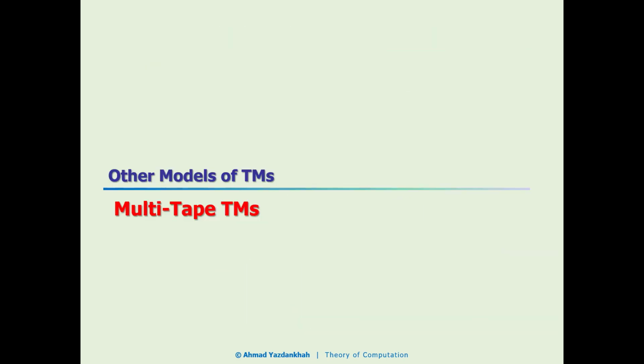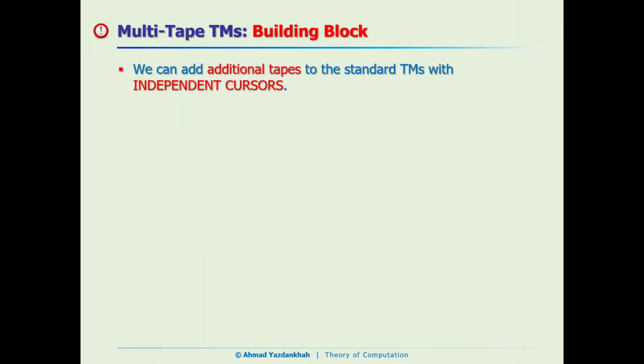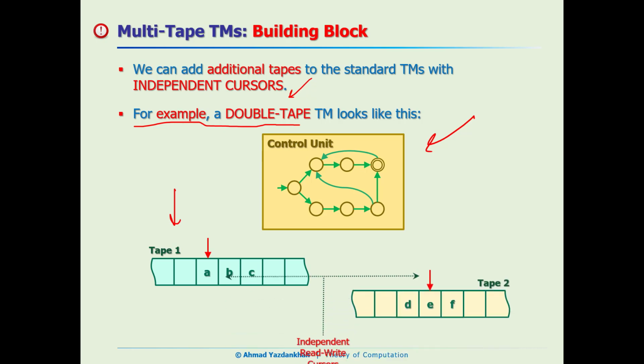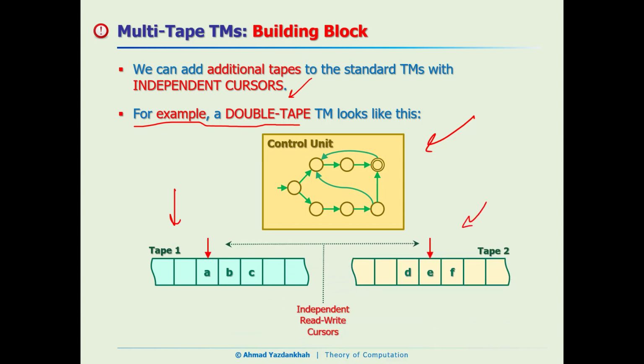Multi-tape Turing machines. Let's see what they are. So here are the building blocks of multi-tape Turing machines: the control unit, and let's say this is tape 1. As an example, I am going to show you a double tape, but the idea is extensible to many tapes. This is tape 1, and this is tape 2, and each one has an independent cursor. Okay, so this is the point. All of the tapes have independent cursors.